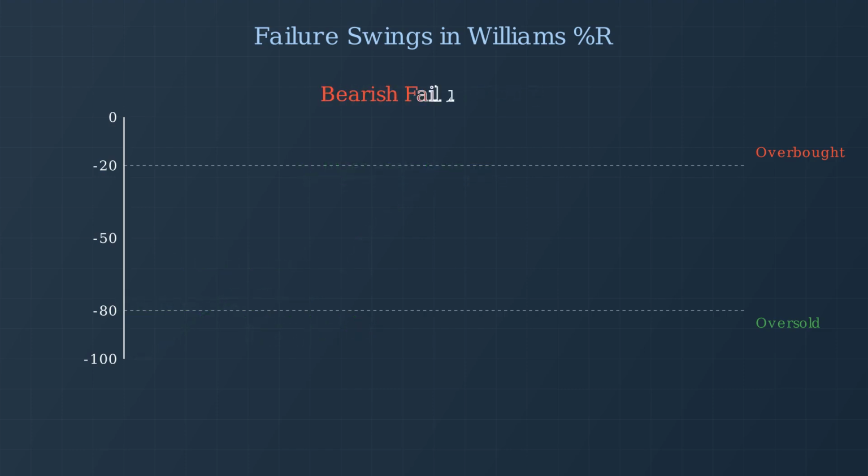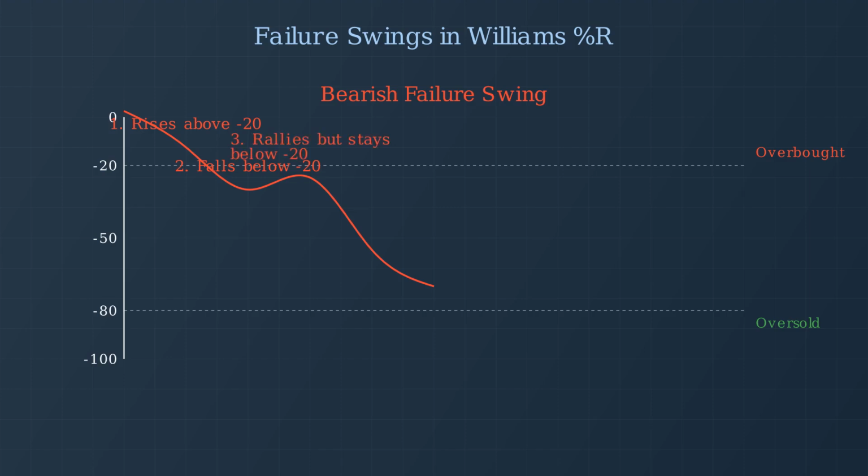A bearish failure swing, on the other hand, indicates strengthening downward momentum. The bearish pattern begins when Williams-Cent-R rises into the overbought region above -20. Then the indicator falls below the -20 threshold, showing initial bearish momentum. Next, it rallies, but importantly, it stays below the -20 level, indicating that buyers don't have enough strength to push prices back to previous highs. Finally, the indicator falls again, confirming the strengthening bearish momentum.